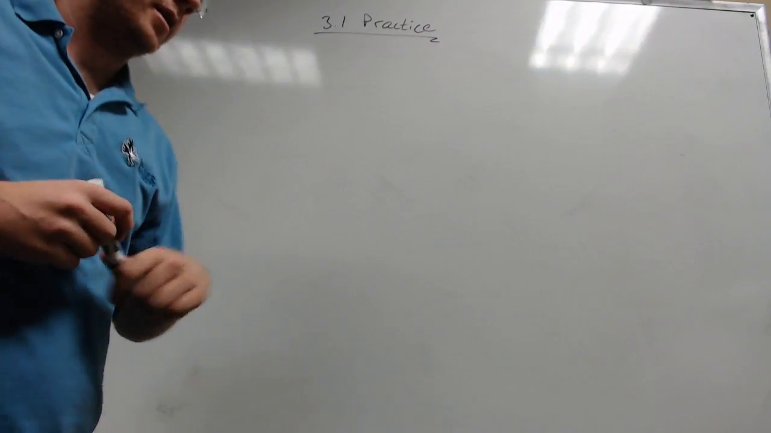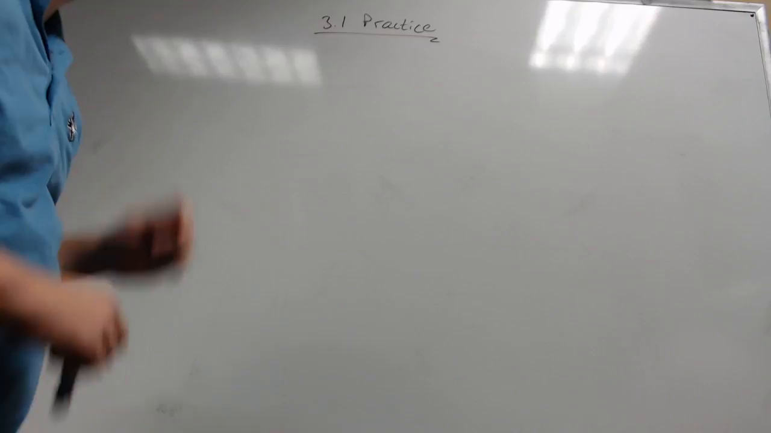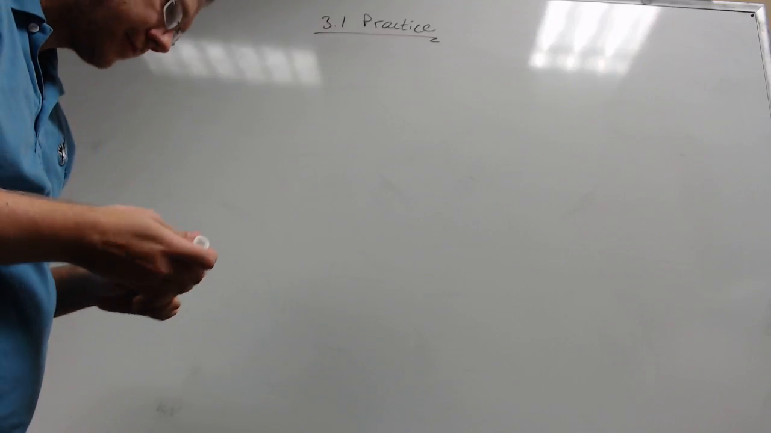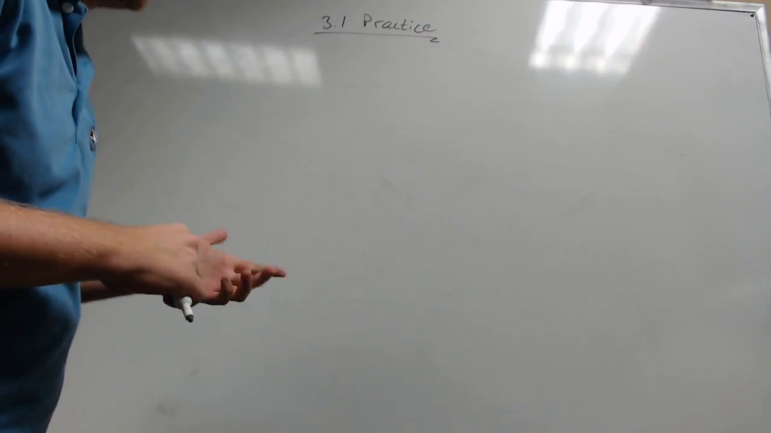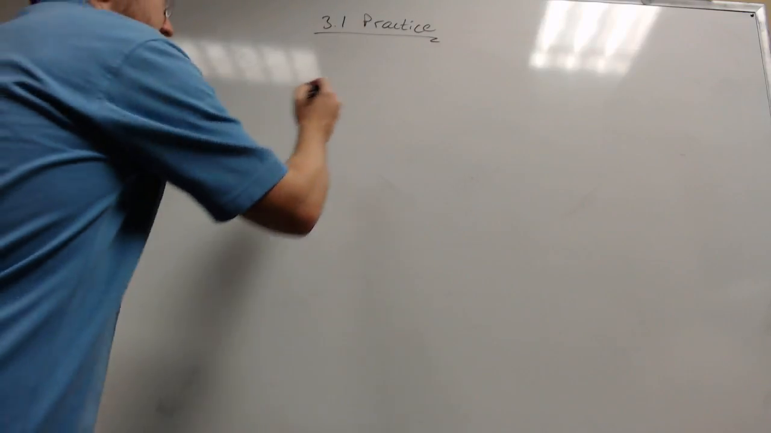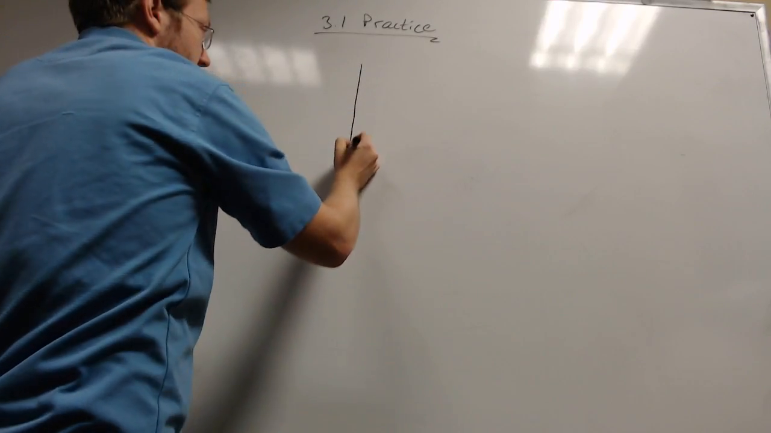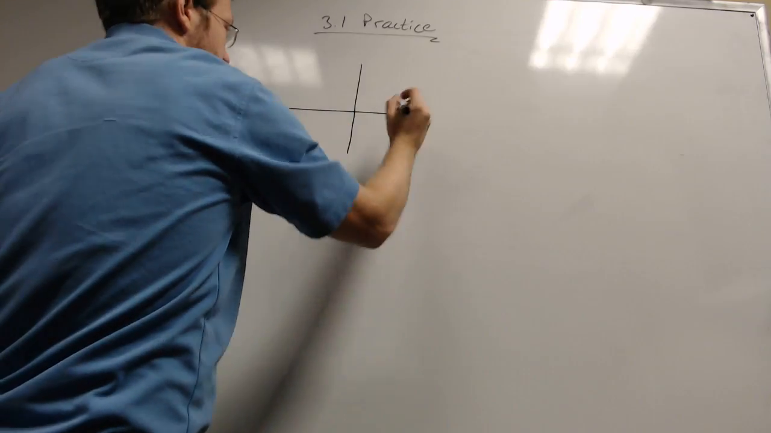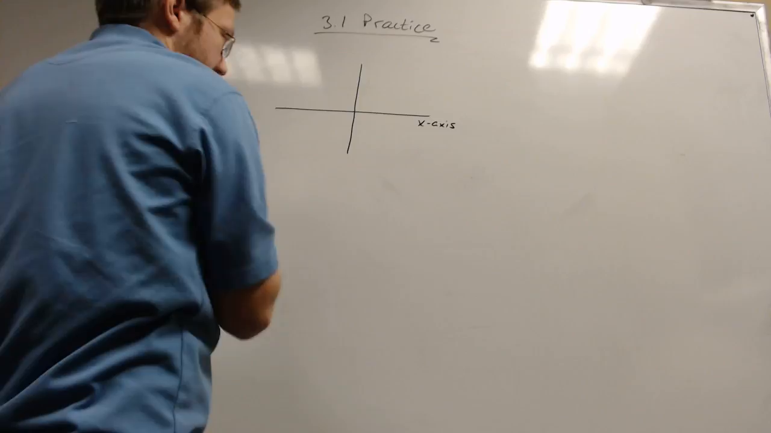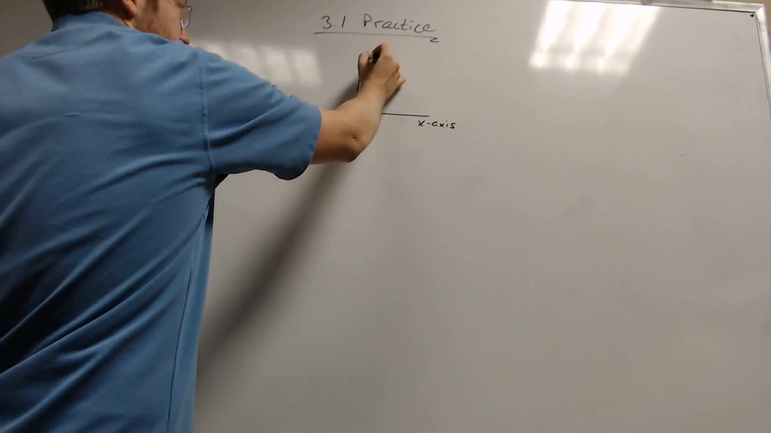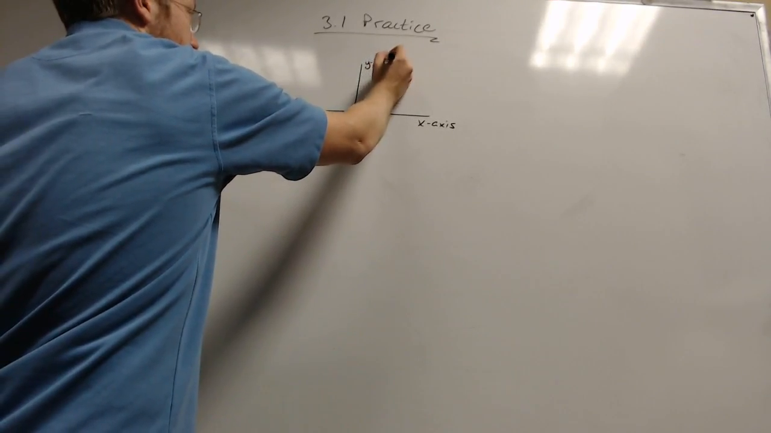Okay, let's take a look at some practice problems from 3.1. There's only a few types. The idea behind this first section is just that you are familiar with the x and y axis. So we have the horizontal number line being the x-axis, the vertical number line being the y-axis.